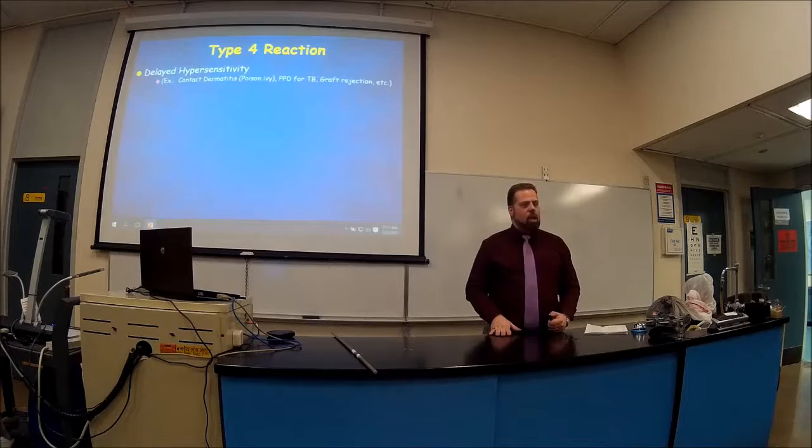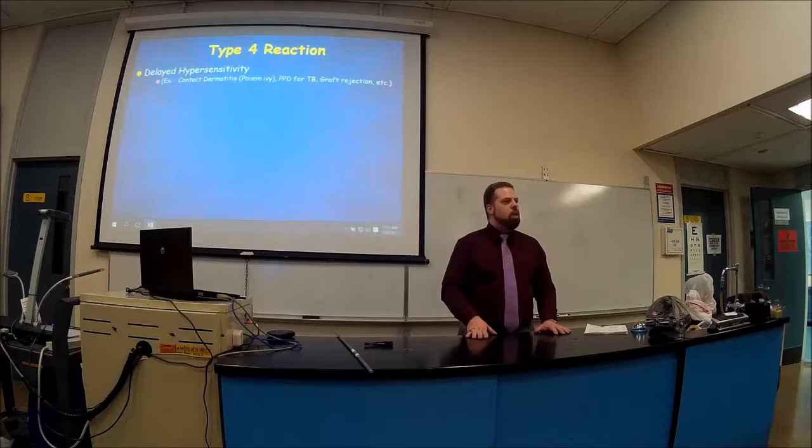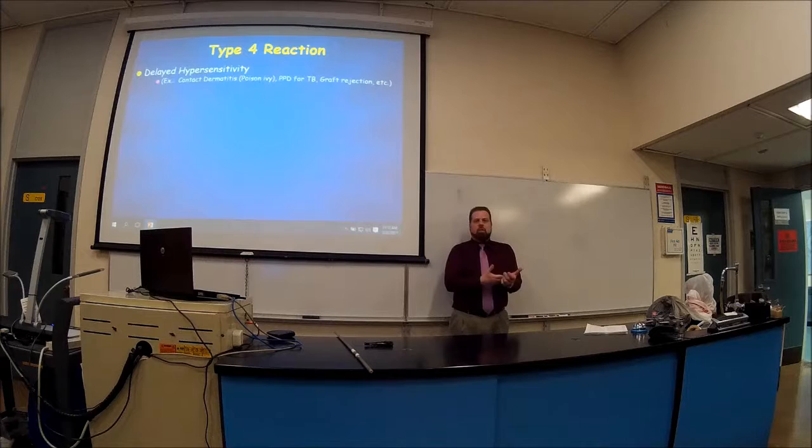We also see this delayed reaction in PPDs, which we'll talk about with tuberculosis. To get tested to see if you've been exposed to TB or tuberculosis, they do something called a PPD test. Who here has heard of a PPD test? Who here has had a PPD test? If you remember, they inject this subcutaneously, just underneath the skin, not in the muscle. We'll talk about this when we get to TB.